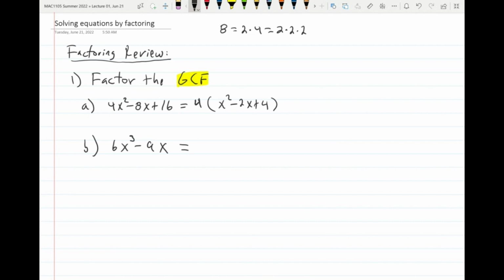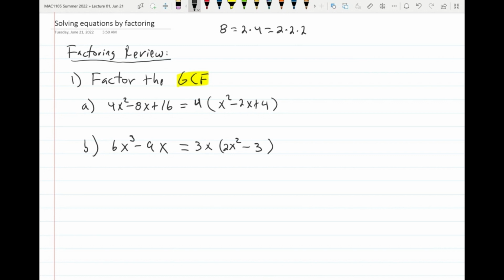What's the GCF here? 3x. 3x, very good. So among the numbers, it's a 3, right? 6 and 9, they both share a 3. And among the variables, there are 3 x's in the first one, there's only 1 x in the second one. So what do they have in common? 1x. So 3x. So what stays inside the parentheses? It will be 2x squared minus 3. Very good.